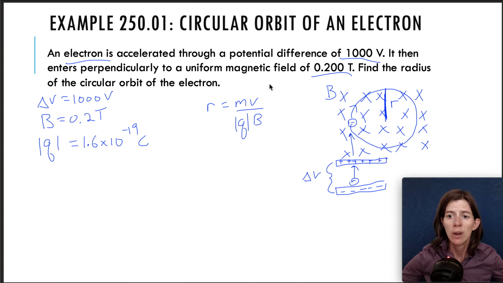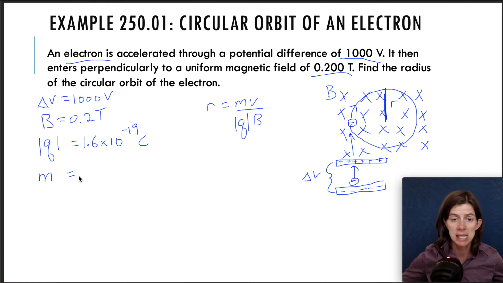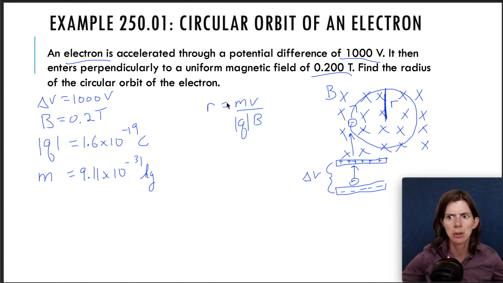I already helped us out here by writing down the relevant equation that we're going to need to find the radius. So write down other givens. What about the mass of the electron? That is a constant that's given to you on your equation sheet, and it is 9.11 times 10 to the negative 31 kilograms.